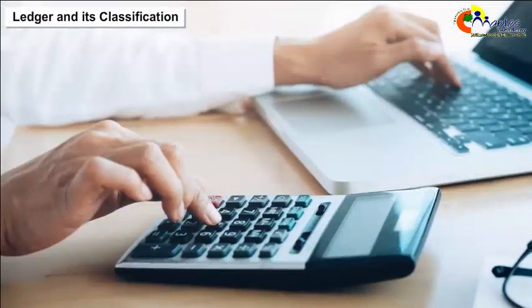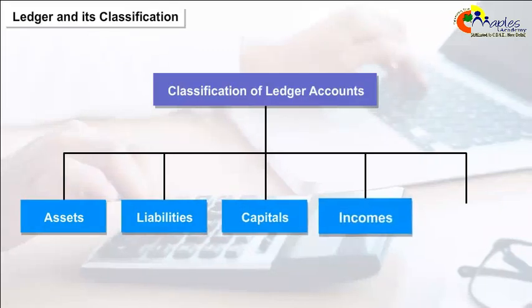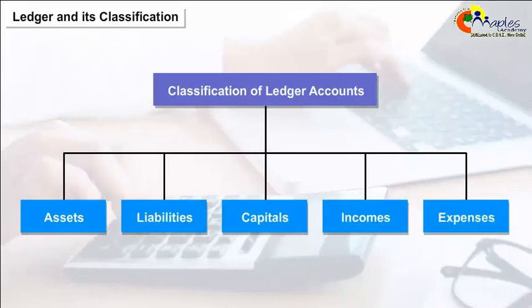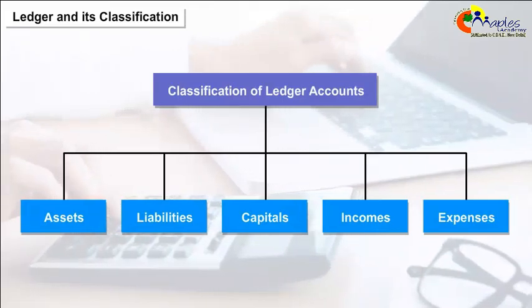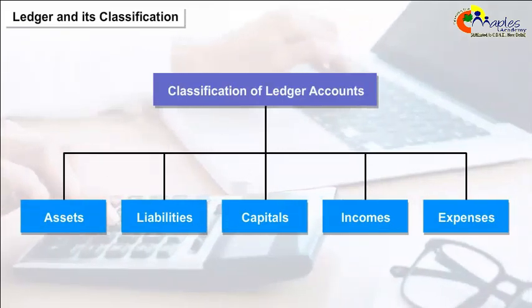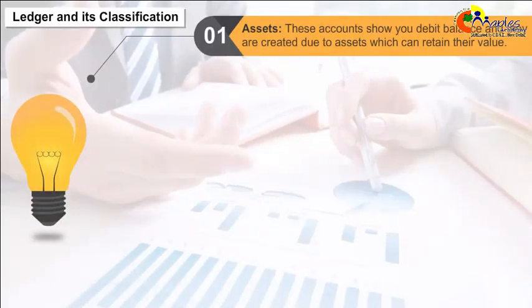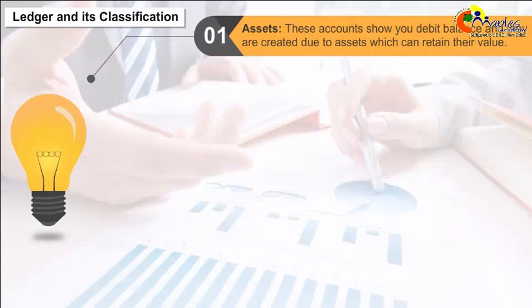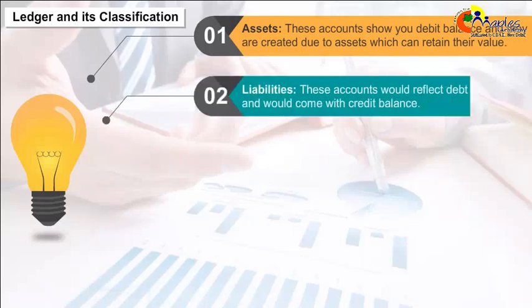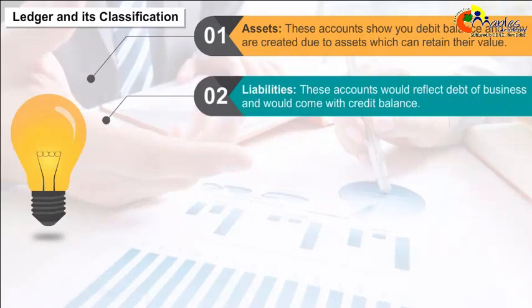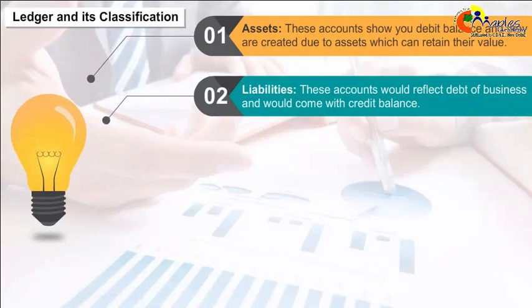Ledger and its classification. There are different types of accounts. Each of them is prepared differently. They are found in the main nominal ledger and support different features. The 5 types of accounts are: 1. Assets. These accounts show a debit balance, and they are created due to assets which can retain their value. 2. Liabilities. These accounts reflect the debt of the business and come with a credit balance.